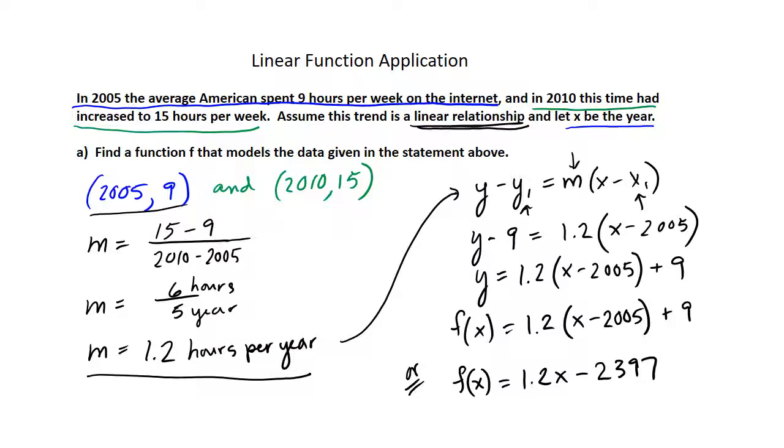So if we do that, we're going to get f of x equals 1.2x minus 2397. Now remember, that's from distributing and collecting the 9, so I'm leaving you to do that calculation on your own. But these are 2 valid ways of showing the function.